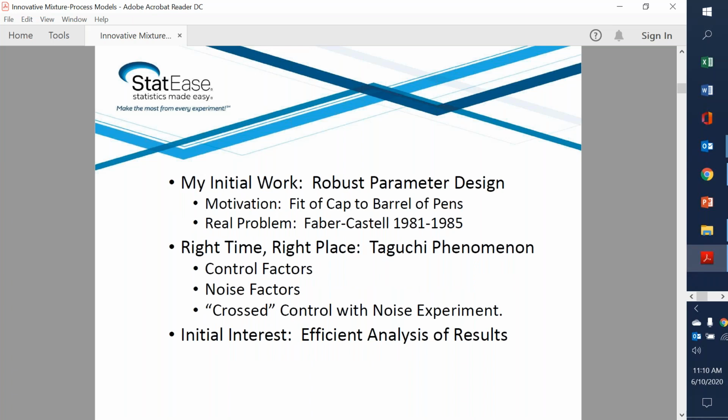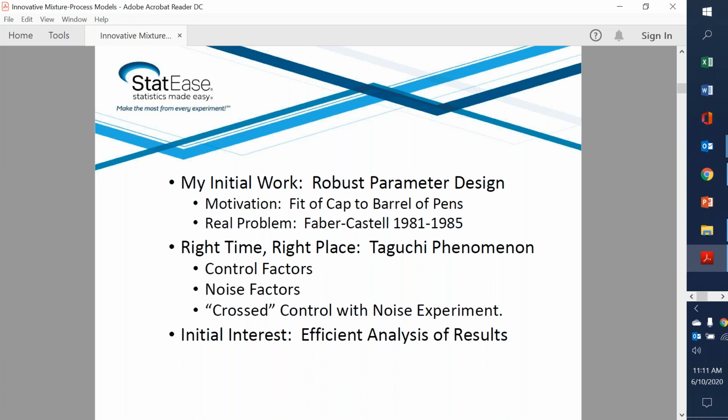My initial work actually came out of my experience just before I went to graduate school, working for a writing instrument company, Faber-Castell. And there was a problem on the line with an injection molding process with the fit of the cap to the barrel of pens. And that I thought was a solved problem in 1985. I later discovered it's Taguchi's robust parameter design. It wasn't a solved problem. And I happened to be in the right place at the right time because of the Taguchi phenomenon.